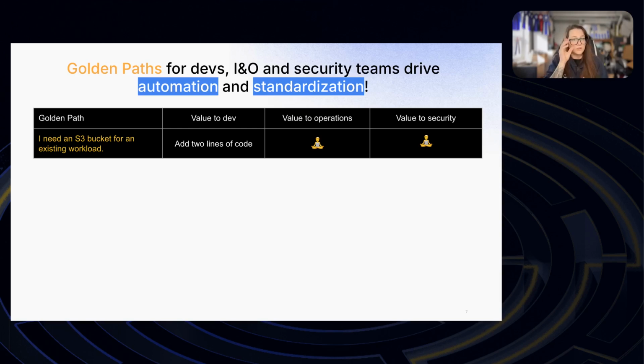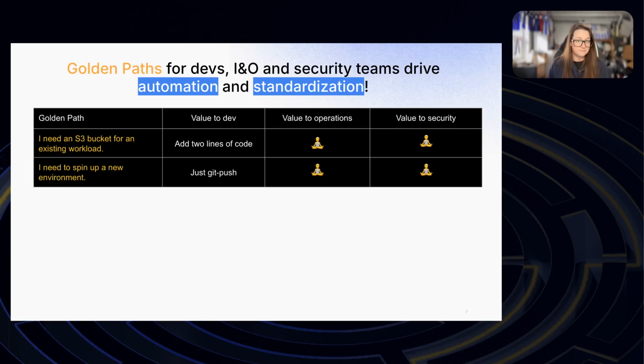So a very common golden path is just needing a resource. So for example, I need an S3 bucket for an existing workload. For a developer, generally in the old way of doing things, what this means is asking your operations team to spin this up for you, or logging into your AWS account, for example, to set this up. But now with an IDP with Humanitec at the center, all you have to do is add 2 lines of code. Operations doesn't need to do anything. It's already set up for them, and security can rest easy knowing that the standardization is there and that you can't go too far off path and create a potential vulnerability.